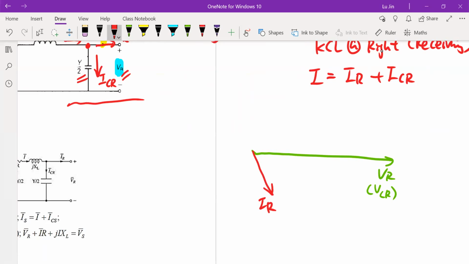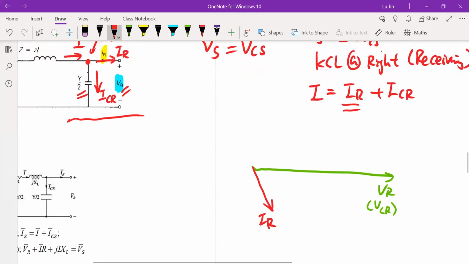Okay, IR is known. IR is given here. So maybe we want to determine what is the current going through the impedance of the cable. In other words, we want to determine the I here. IR is known. This IR vector is okay. If we are able to know what the ICR vector is, we should be able to determine the current I. What's ICR? ICR is the current going through this right-hand side capacitor. How to determine ICR?